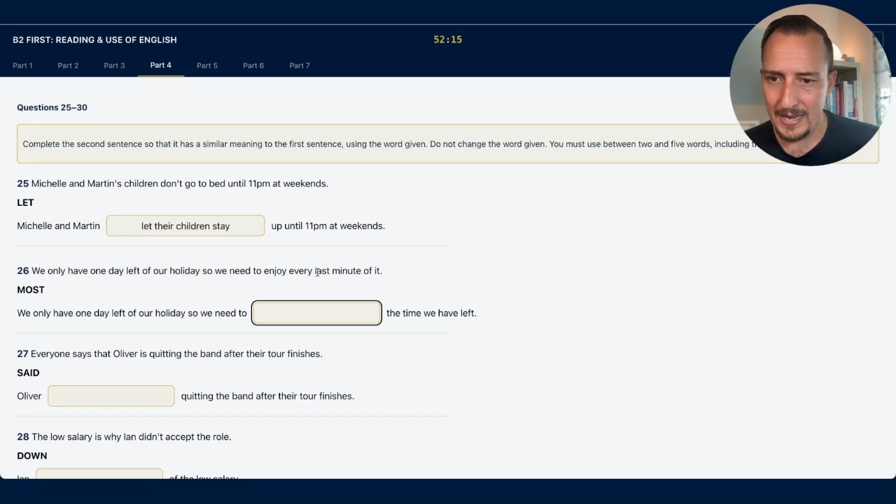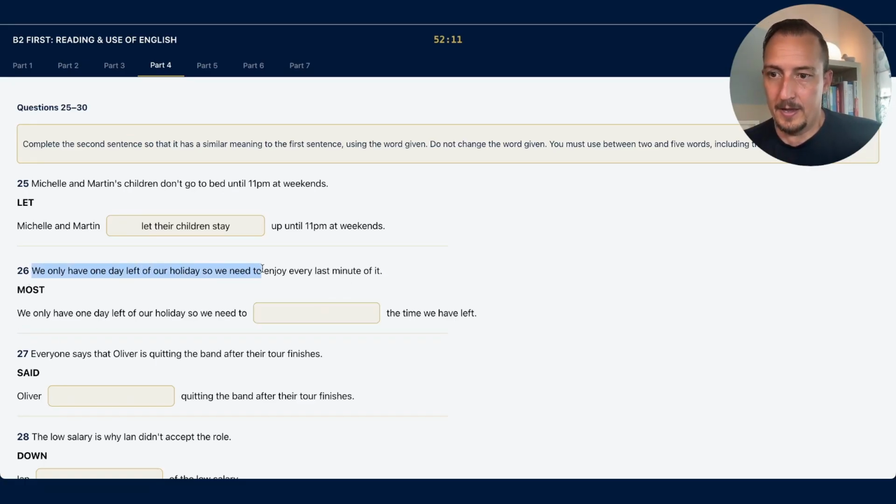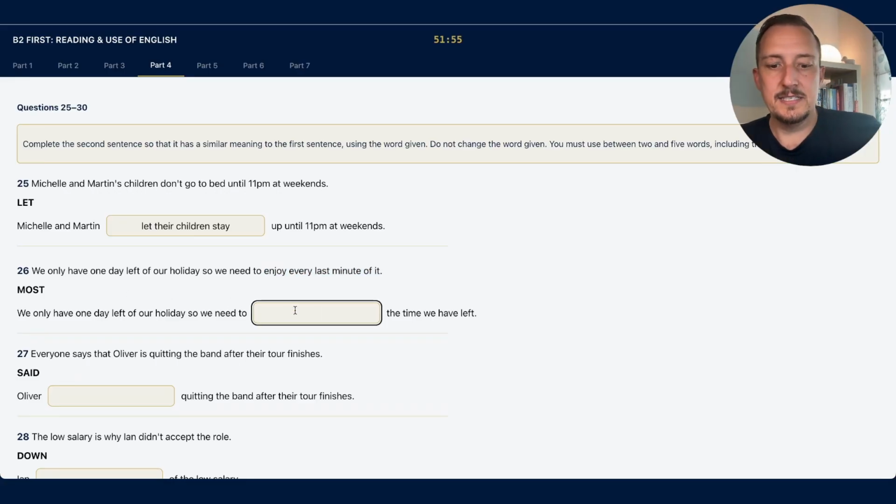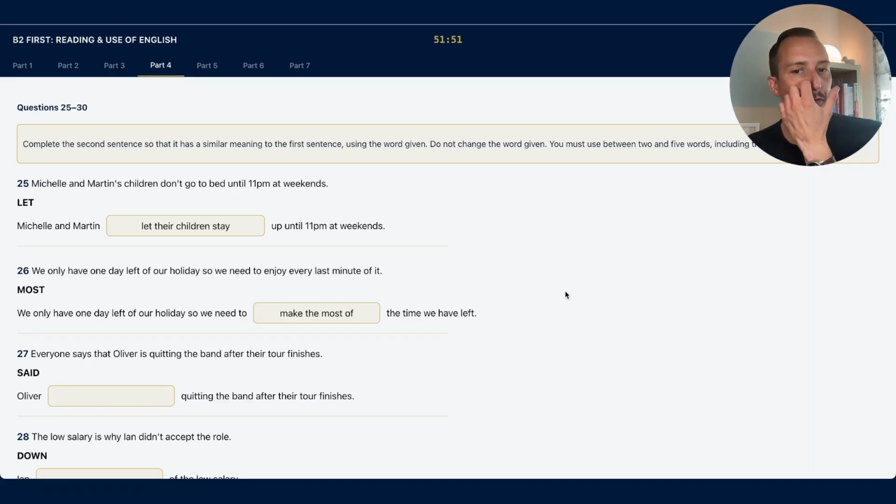Okay, next up, again, look at the repeats. We only have 1 day left of our holiday, so we need to enjoy. Again, it's repeated. So the bit that we need to think about here is this bit, but it changes a little bit, the time we have left. Okay, most. Enjoy every last minute. Yes, correct answer. Make the most of. Make the most of the time we have left.